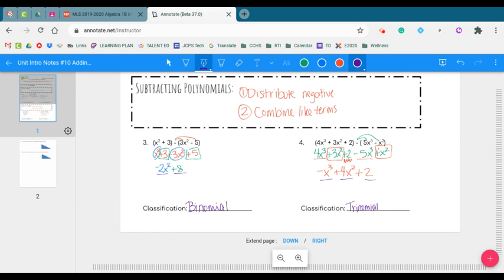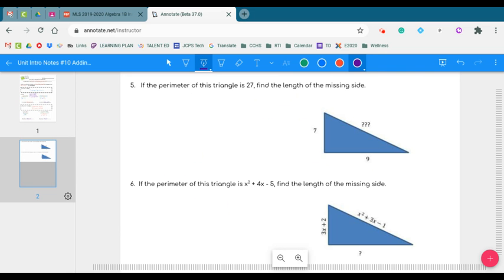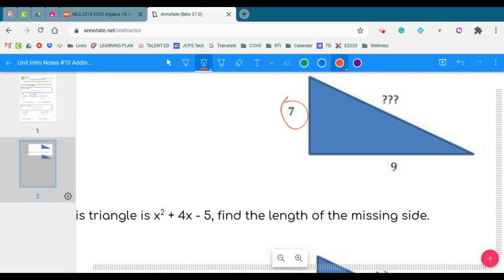Okay, so that is subtracting. So you just distribute the negative and then combine your like terms. Going on to the back page, number 5 says if the perimeter of this triangle is 27, find the length of the missing side. So I have the length of 2 of my sides. So how do I find the third side if I have the length of 2? So your first step is you're going to add 7 and 9 together. So 7 plus 9 is going to give you 16.